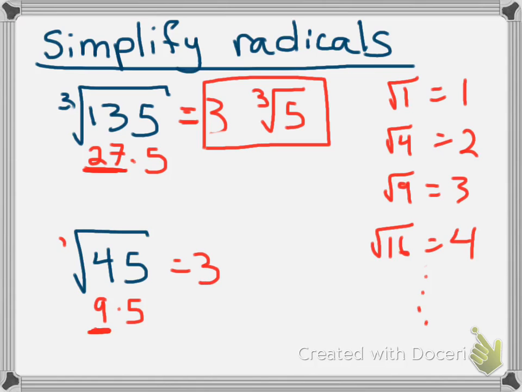Again, here my index was that imaginary 2. 3 squared was 9, so the square root of 9 was 3. The square root of 5 you don't know, so it stays inside the radical. Okay, so that's the idea of simplifying radicals.